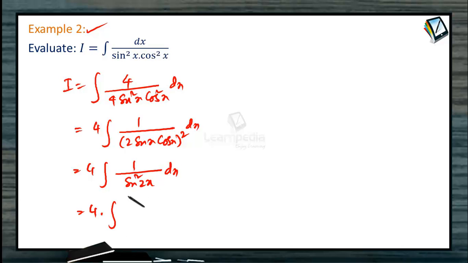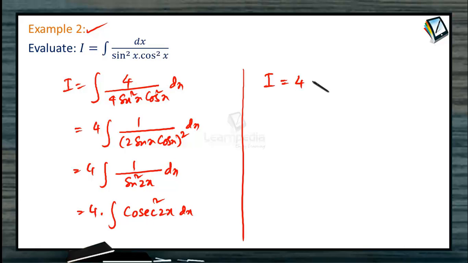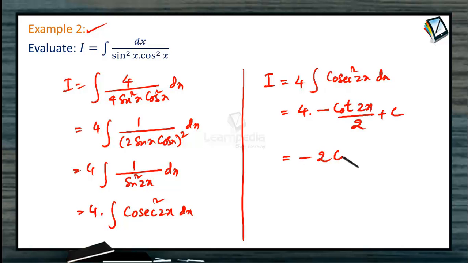4 into integral of 1 by sin square, we can write it as cosecant square 2x dx. Therefore I is equal to 4 times the integral of cosecant square 2x. Again it is in the form of f of ax plus b, so it is a standard integral. Integral of cosecant square x is minus cot 2x by 2 plus c. Therefore it becomes minus 2 cot 2x plus c, which will be the answer for this question.